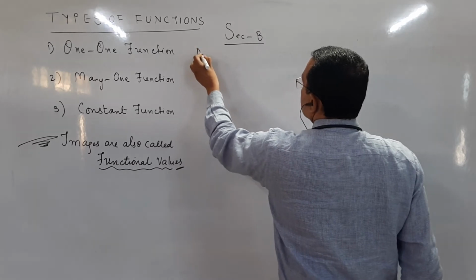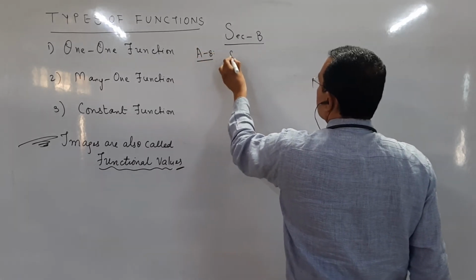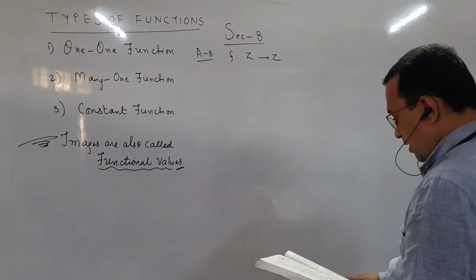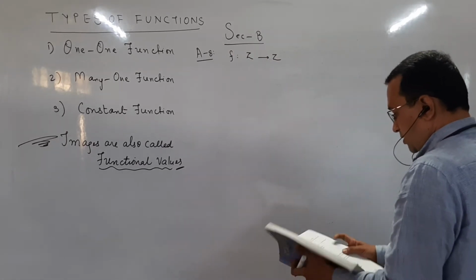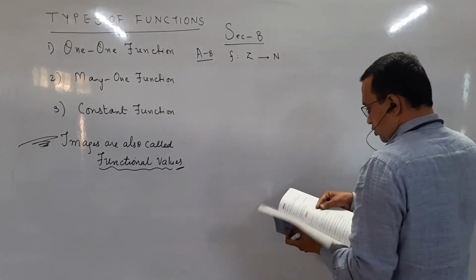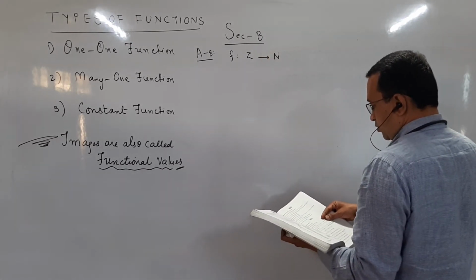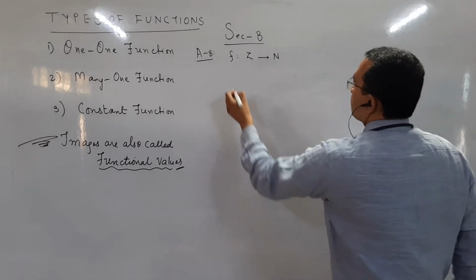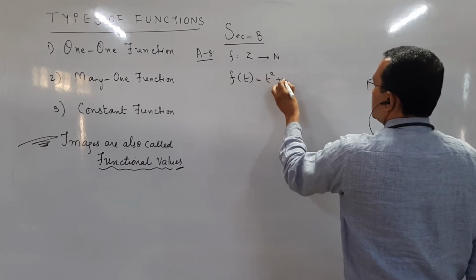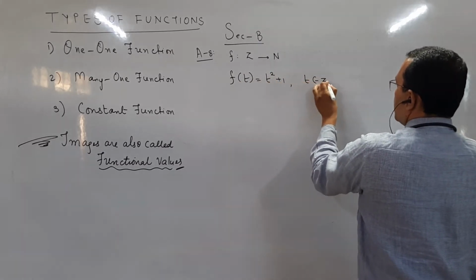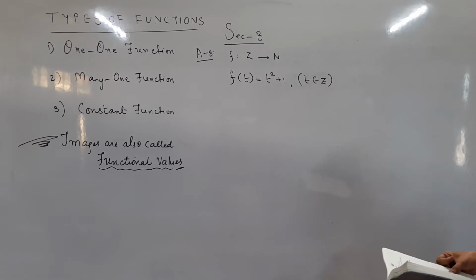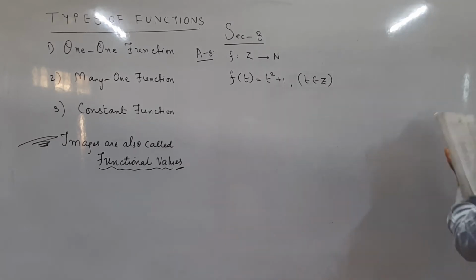Okay, so answer 8. f is a function defined from domain Z to codomain N. And the functional rule is f of t is equal to t square plus 1 for every t belonging to Z. Determine the type of function.